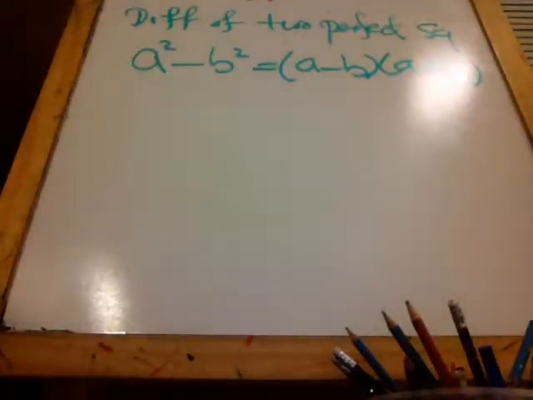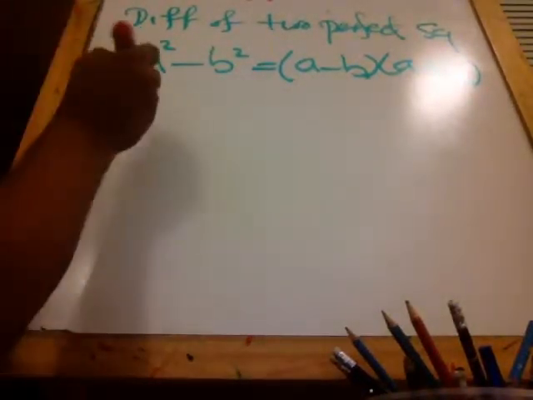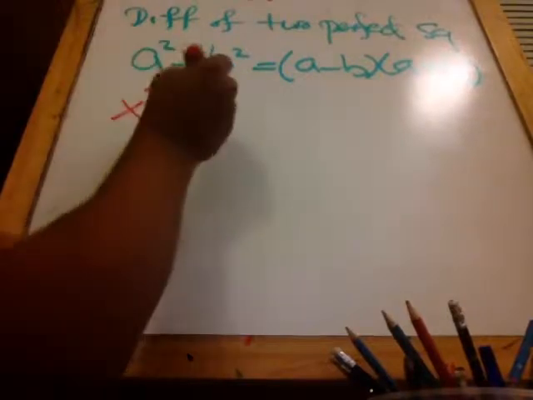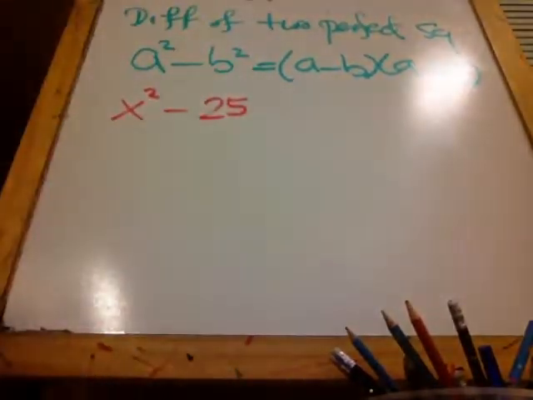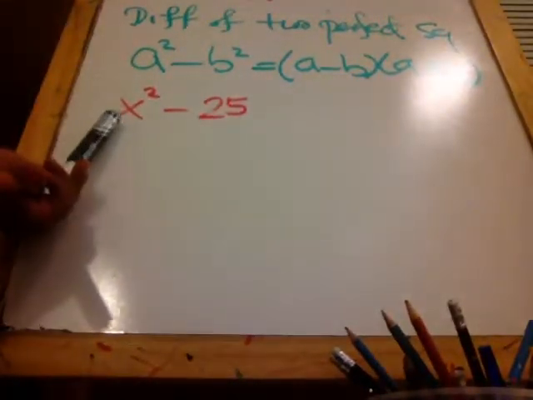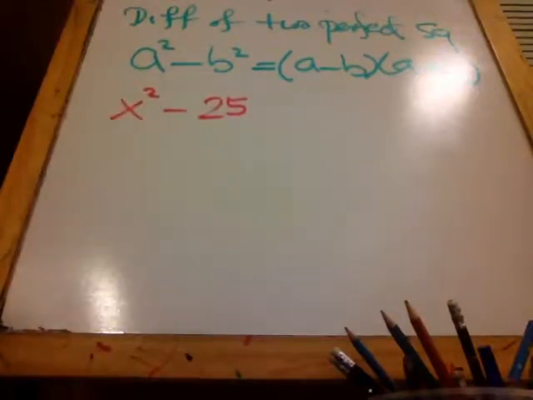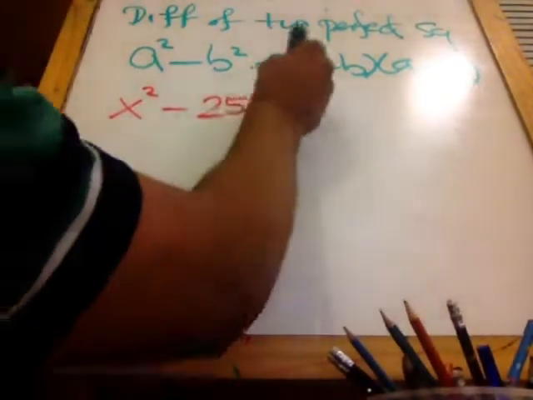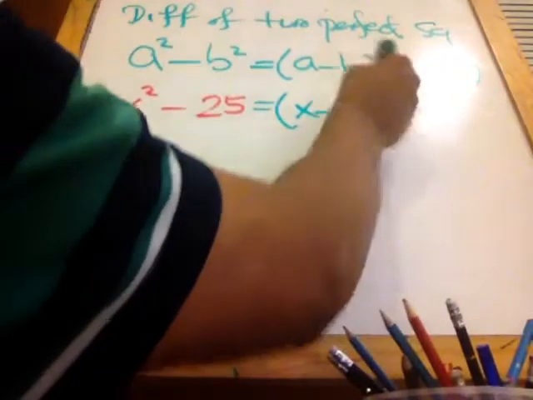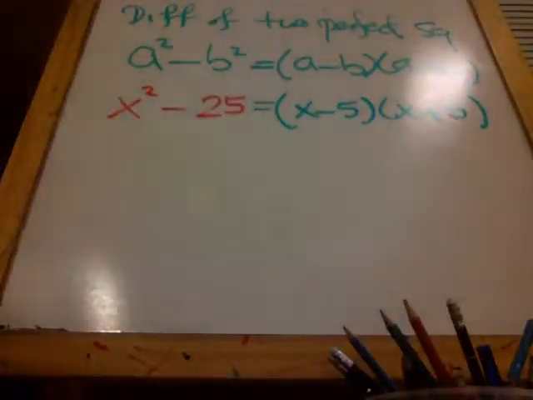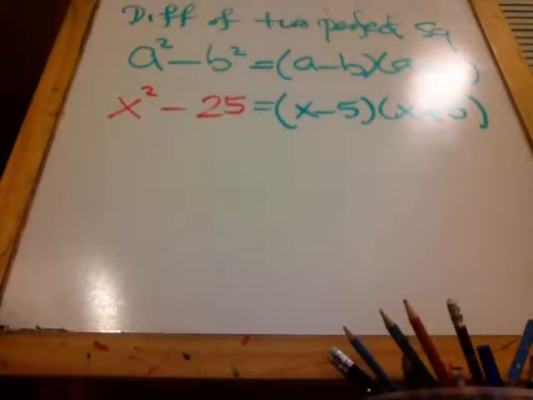Okay. So let's say that we have x squared minus 25. The first number is a perfect square, and the second number we can write just as 5 squared. So we can factor it as x minus 5 times x plus 5. Okay. So this is what we call difference of two perfect squares.